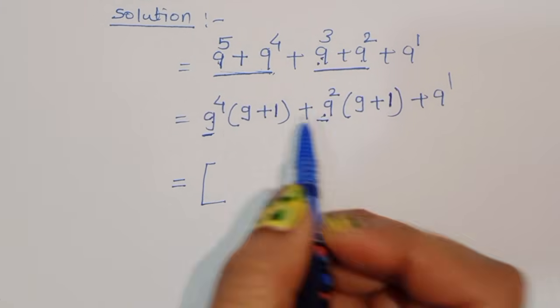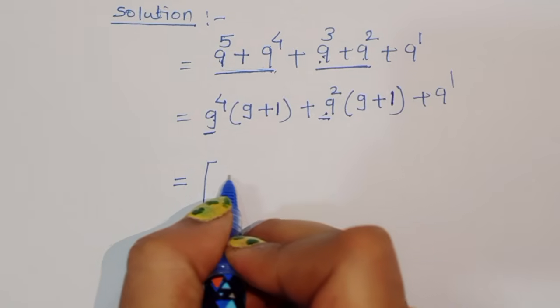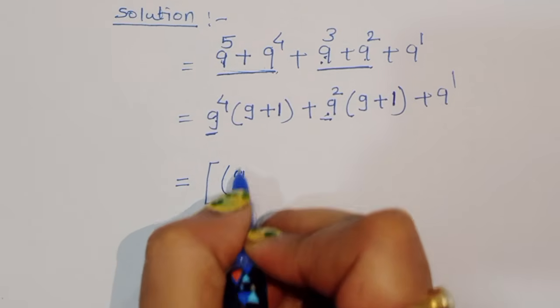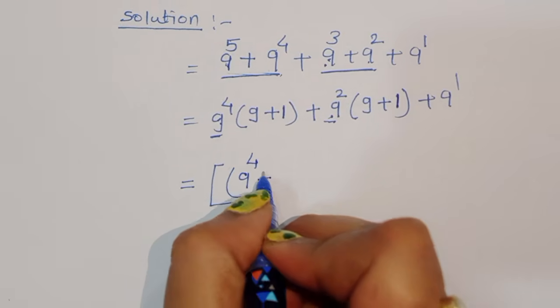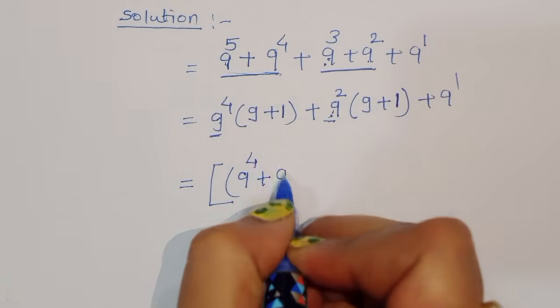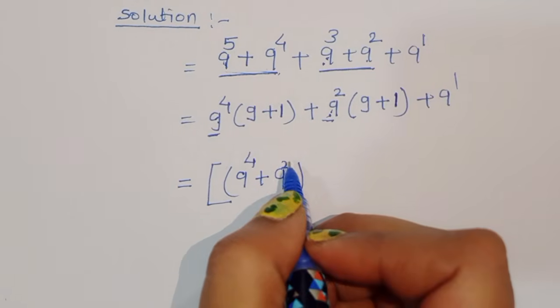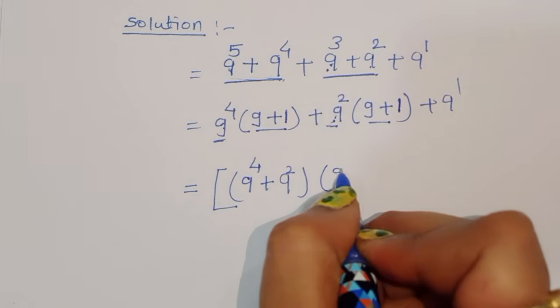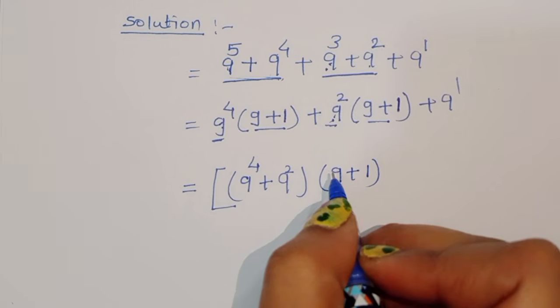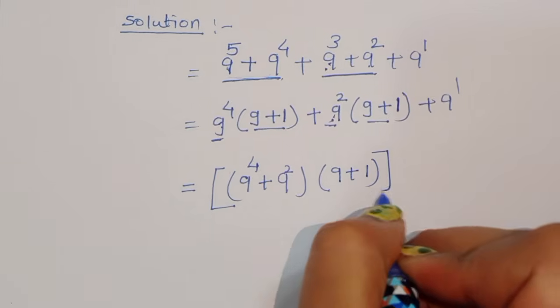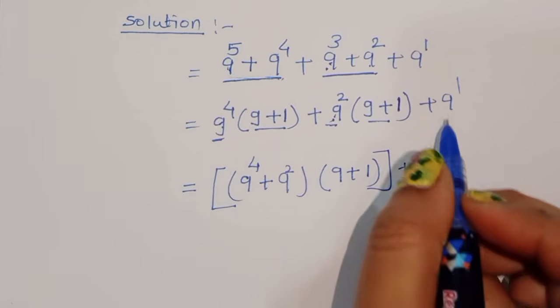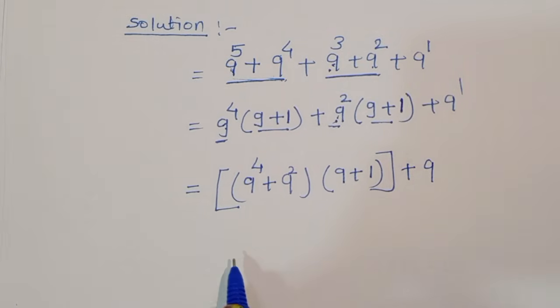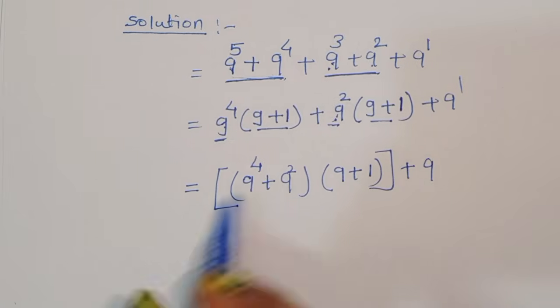This is common in both, so we can take 9^4 plus 9^2 common. Next is 9 plus 1, 9 plus 1, so we can take 9 plus 1 common as a bracket, bracket close, plus 9. Now 9^4 plus 9^2.